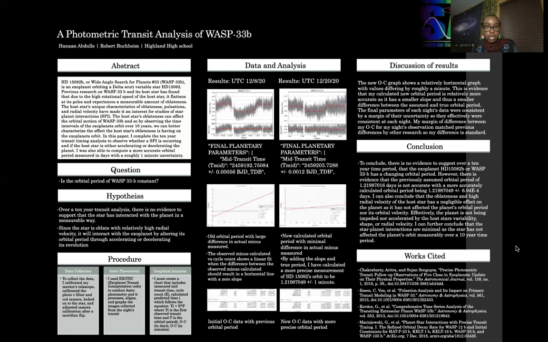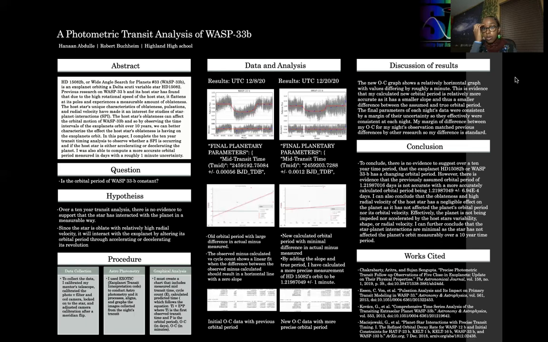So I could conclude that the data of both nights were collected and processed correctly, and my margin of difference between my observed minus calculated for my night's observation matched previous differences by other research, so my difference would be standard. To conclude, there is no evidence to suggest that over a 10-year time period the exoplanet and star are interacting, as there is no change in orbital period, which means this host star is neither accelerating nor decelerating the planet by changing the exoplanet's mass.